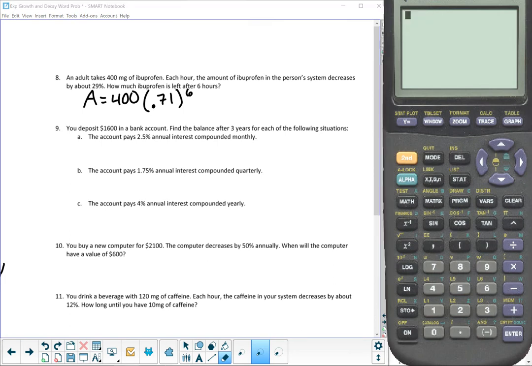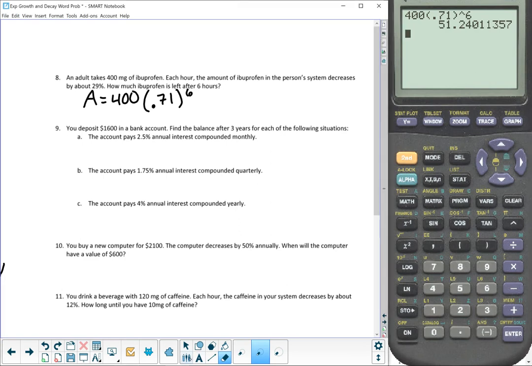So in your calculator, you're just going to type in 400 parentheses 0.71 to the power of 6. And I'm doing all this at once. If you're on a home computer or a Chromebook or on your phone, you may have to do a little bit at a time. Okay, the correct answer should be 51.24 milligrams. You can use a couple more digits if you want, but I decided to stop after the 4 because there's a 0 behind it. So total is going to be 51.24, and we'll say that's milligrams.